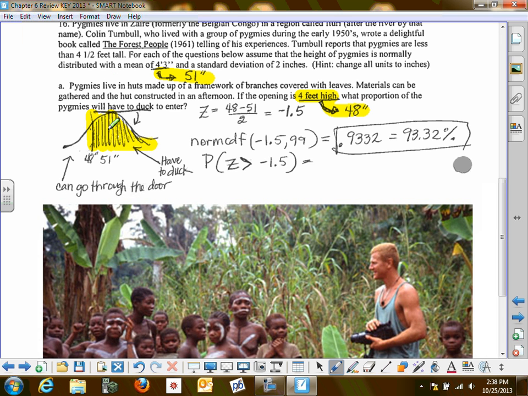So, what percent of the pygmy population will have to duck to enter? That means that they are in this yellow section because they are taller than the door. So you had to find the z-score for that door, and then find the area above it, which is 93.32%. So a lot of those pygmies are going to have to duck going into that hut.